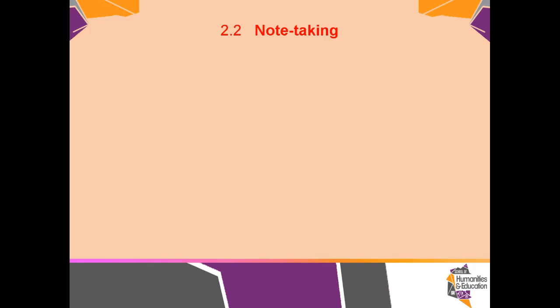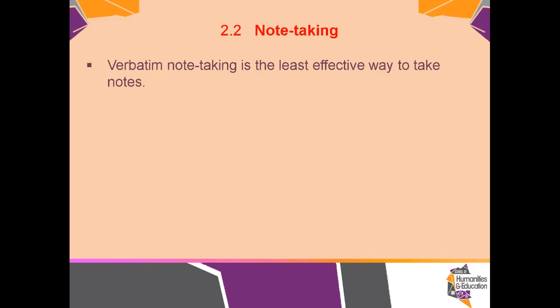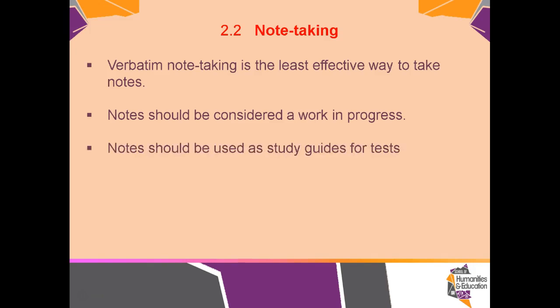Then we have note-taking, the second part of summary and note-taking. Verbatim note-taking is the least effective way to take notes. So as you listen to a presentation, do not try to take the notes word for word. Notes should be considered a work in progress. Notes should be used as a study guide for tests. So that's the second one, summary and note-taking.